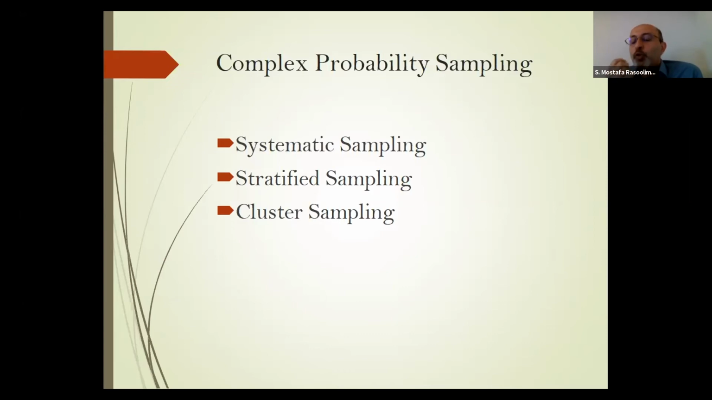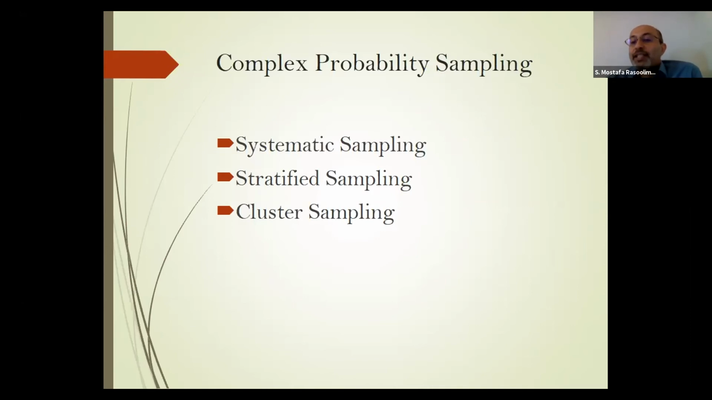For this case, you want to collect 400. Okay, you collect from the first house, skip 9, and you collect from 11. Skip 9, you collect from 21. Skip 9, you collect from 31. So systematically you choose your sample. So this is systematic sampling under probability.